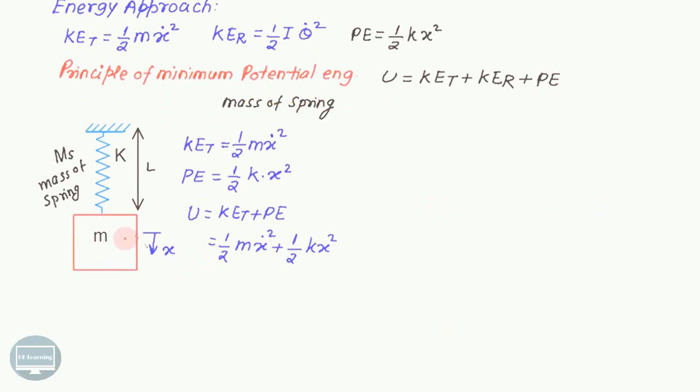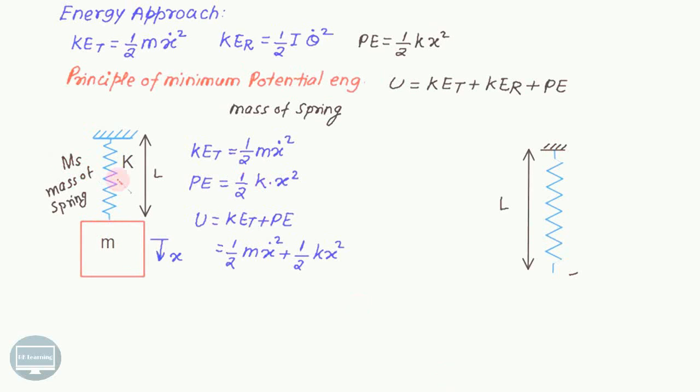What is the difference now? We have two masses. One is this mass, which is a point mass, and the other is the spring mass, which is uniformly distributed over the given length. So we must know the center of mass, and then we can apply the concept of kinetic energy of translation. We have two terms of kinetic energy of translation: one for this mass and one for the mass of the spring.